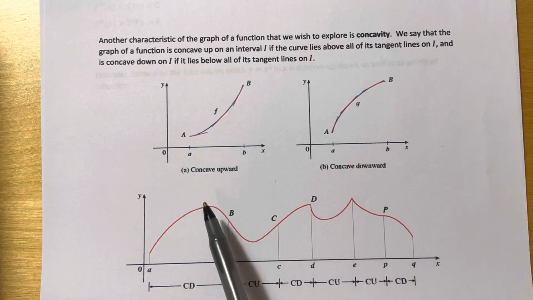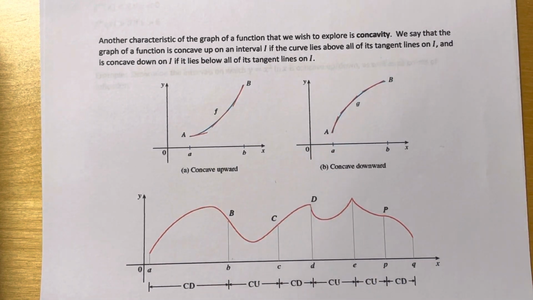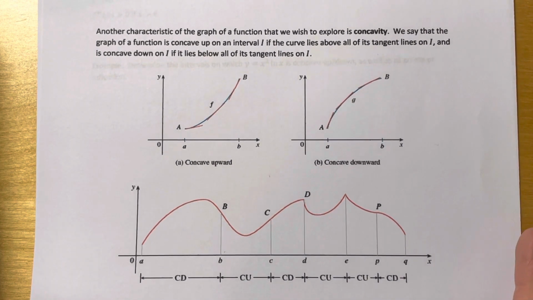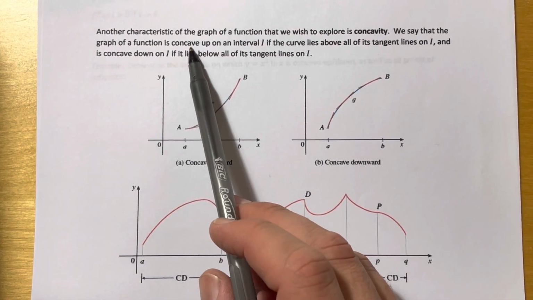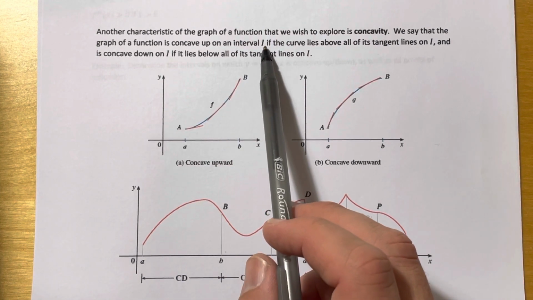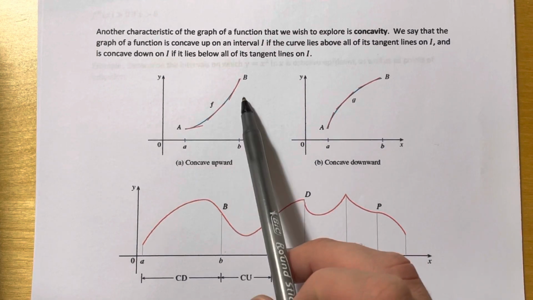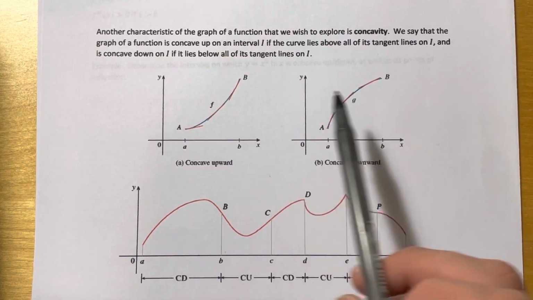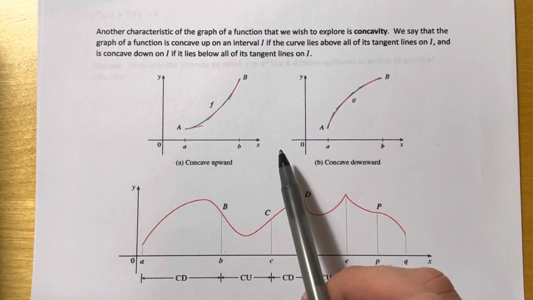So we've looked at certain characteristics of graphs of functions, in particular increasing and decreasing behavior and how those relate to the first derivative. But another characteristic of a function is something that we call concavity. We say that a function, or the graph of a function, is concave up on an interval I if the curve lies above all of its tangent lines on that interval. And we say that it's concave down on I if it lies below all of its tangent lines on I.